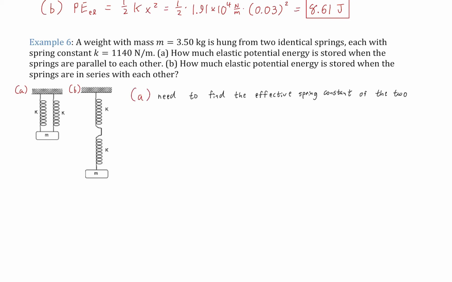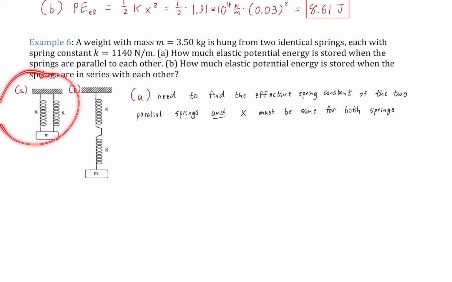All right. So the key idea with both of these, however, the interesting part, besides the last step, is this idea of an effective spring constant. So I want to find the effective spring constant of the 2 parallel springs, right? Starting at part A, all right? And x must be the same for both springs. So in other words, I can't stretch the one on the left more than the one on the right, because then it'd be lopsided. And that's impossible. They have to stretch the same amount.